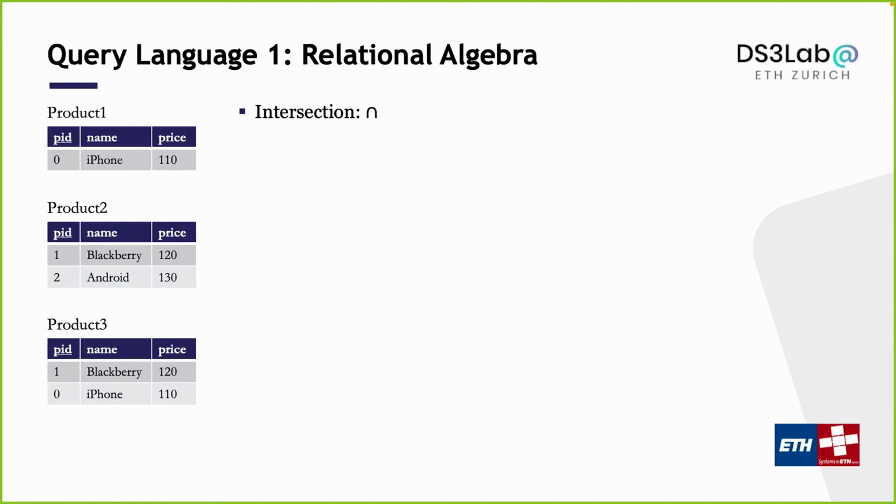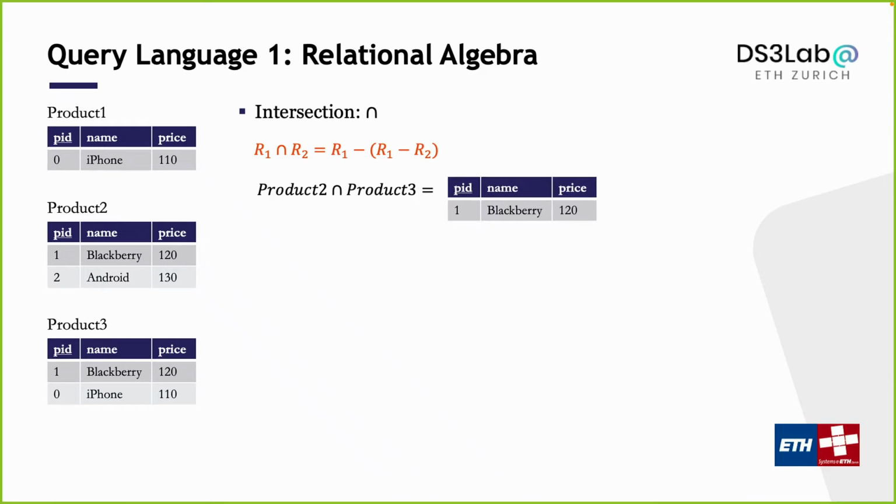You can do intersections between two different relations. So if you write R1 intersect R2, pretty much what you are trying to do is the thing on the right-hand side. You can describe intersection using relation difference. It's a very simple exercise. So you have product 2, product 3, and the intersection: you find the tuples that appear in both.